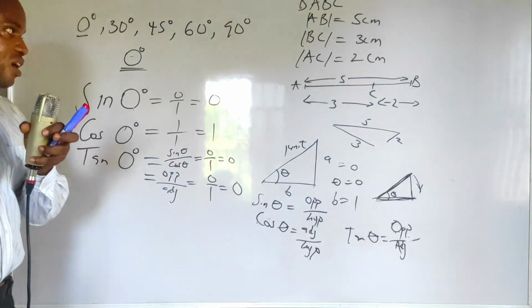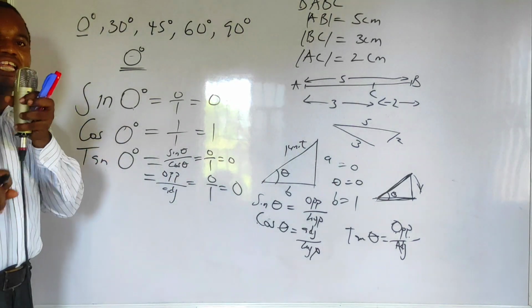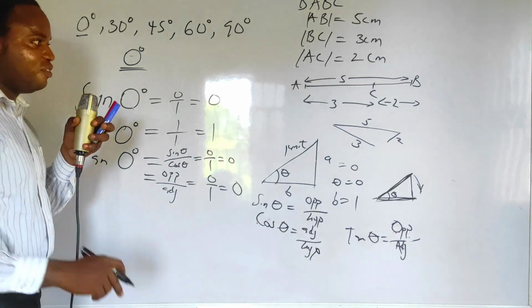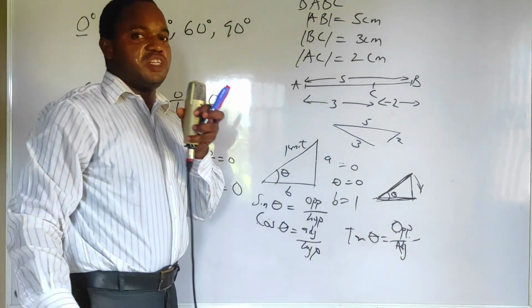And these are the trigonometric ratios for angle 0 degree. So you won't need your calculator for that, and that's a very useful application of the degenerate triangle.